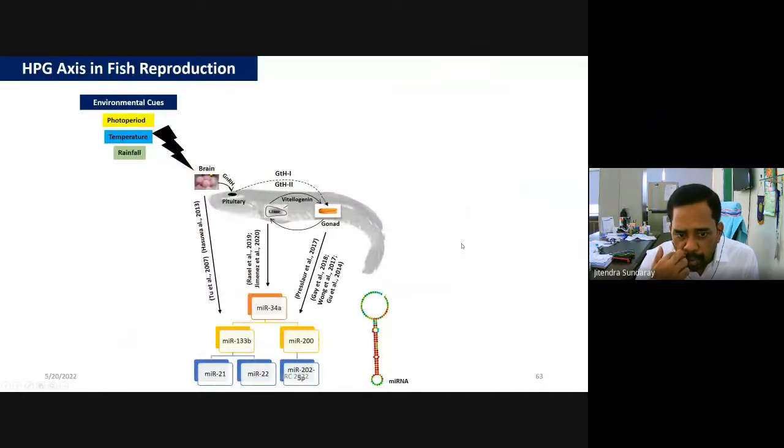And again, you might be knowing about the microRNA, which is a short molecule involved in the post-transcriptional regulation actually. So we are working in a particular species called Channa marulius. Channa marulius, what we could see actually, the different microRNAs are playing a different role in reproduction in case of Channa. So we could see microRNA 34A, 133B, microRNA 200, 21, 22, and 205P are eventually involved in reproduction.